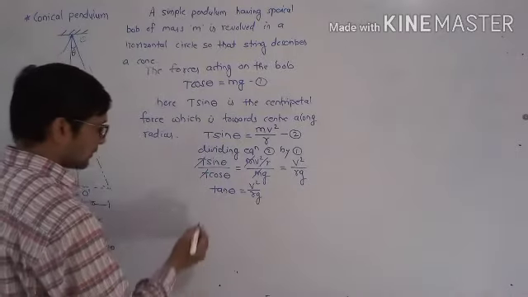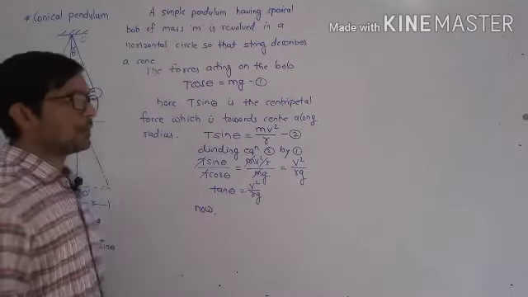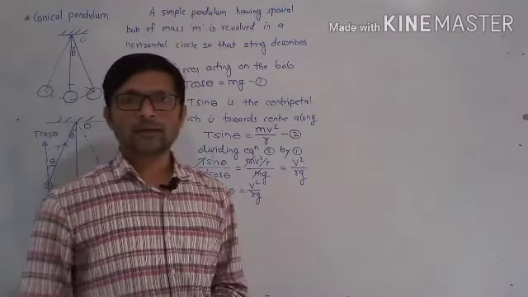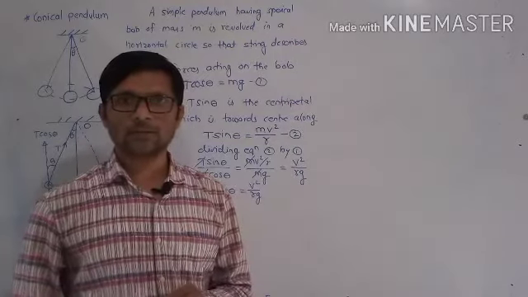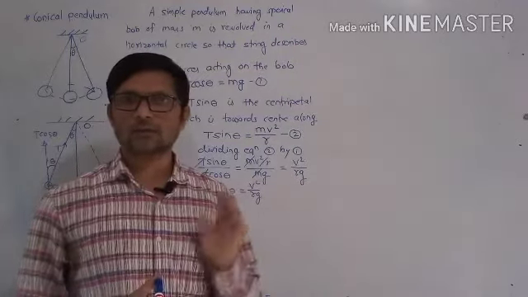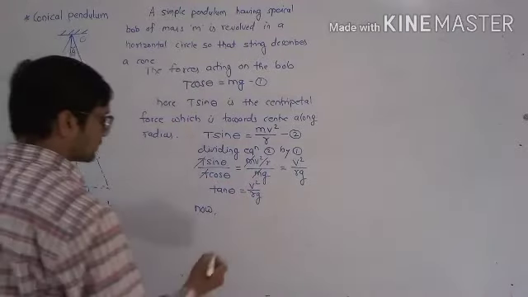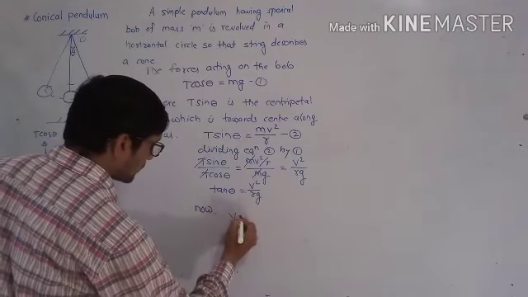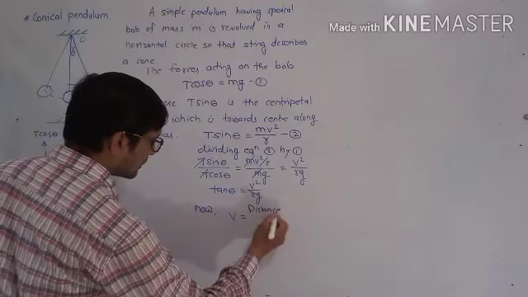Now you know that the speed v is equal to distance covered upon time required. So v is equal to distance upon time.